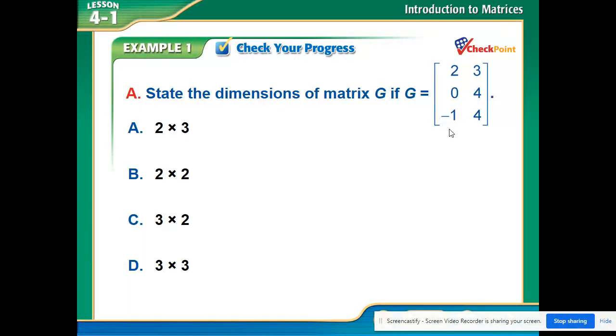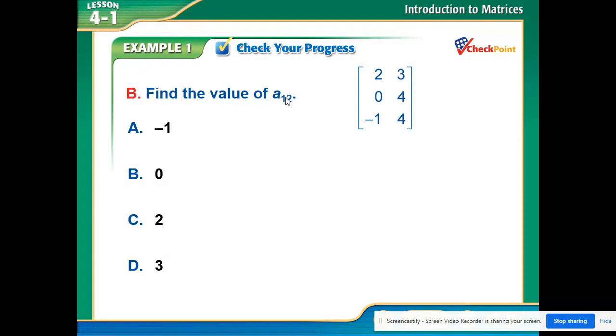All right, what are the dimensions here? How many rows? We have 3. Columns, 2, so it's a 3 by 2. And A12, we don't have a specific value for this, so row 1, column 2. Row 1, column 2 is this 3 value.